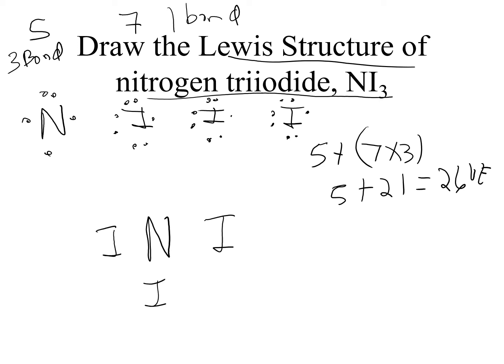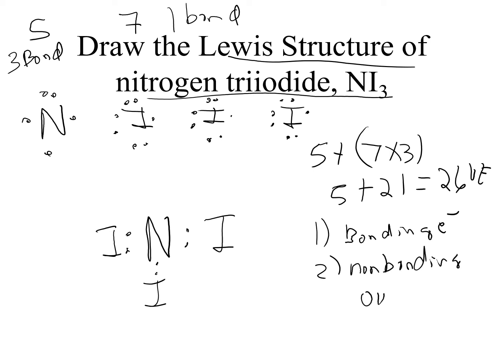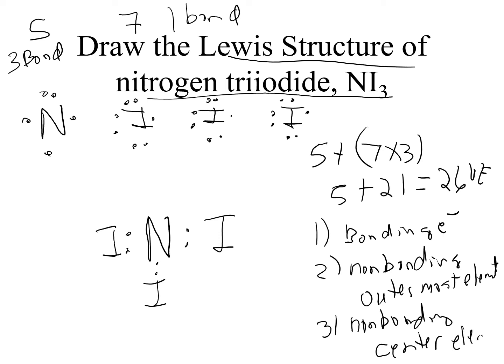And now we're going to insert our electrons. The first electrons are always inserted as bonding electrons. So we're going to add a bond between the nitrogen and the 3 iodines. Next, we're going to add the electrons on the outermost element. So 1 is bonding electrons. 2, we insert non-bonding on outermost elements. And then 3, we put non-bonding on the center element. Okay, so it's important to follow this order.